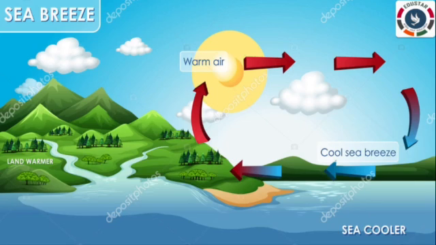During the day, land gets heated up much faster than the water in the sea. As the land becomes hot, it heats the air above it. This hot air rises up and cool air from the sea blows towards the land to take its place. This wind that blows from the sea towards the land during the day is called the sea breeze.